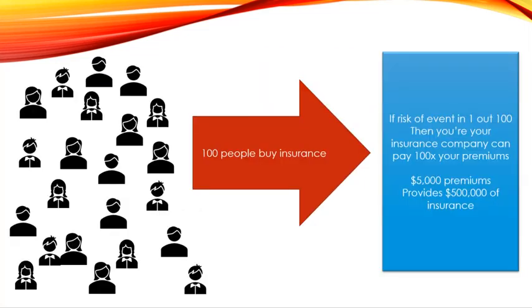And so the way that insurance works is that if 100 people buy insurance, and the risk of the event is 1 out of 100, then the insurance company can pay 100 times your premium. So that means if people are paying $5,000 worth of premiums, the insurance company now has $500,000 that they can pay out in the case of these unlikely events. And so if your event does cost you $450,000, the insurance company has enough money to cover those costs. And so insurance works by having a lot of people pay in and having the insurance company then cover those costs of unlikely events.